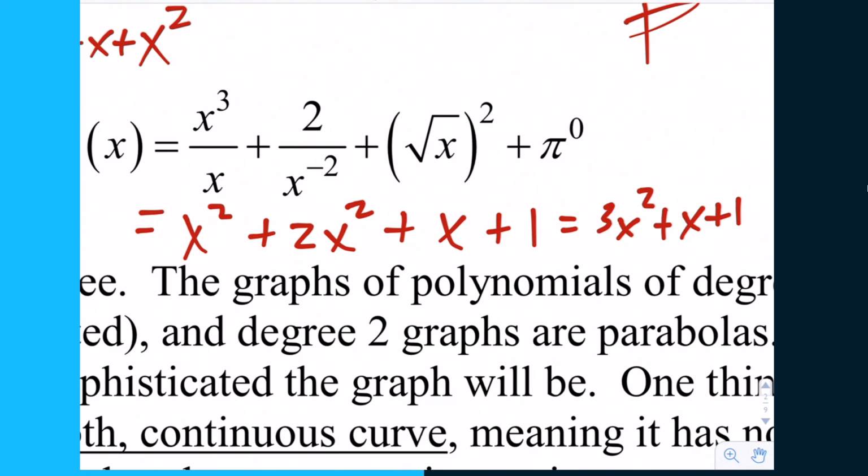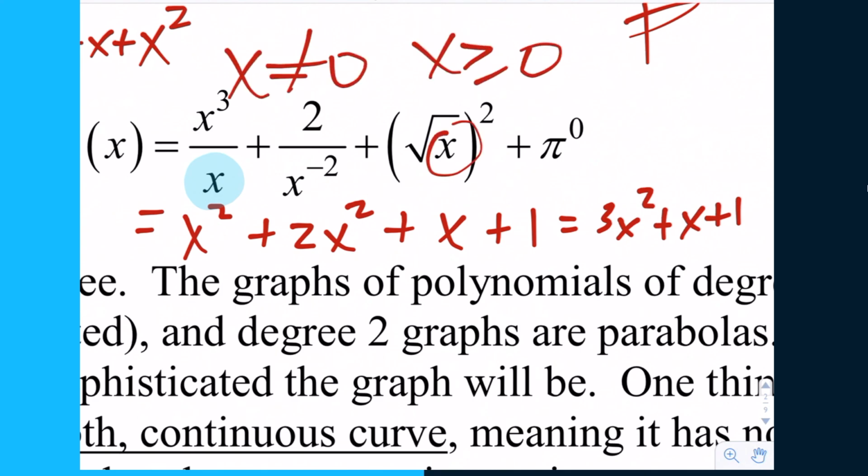Hey, when do we find the domain? Before or after we simplify? Before. We've learned that lesson. So it simplifies down to a polynomial, but right here, x can't be 0. And right here, x has to be greater than or equal to 0. Does this thing have a domain of all real numbers? No! So it's not a polynomial.